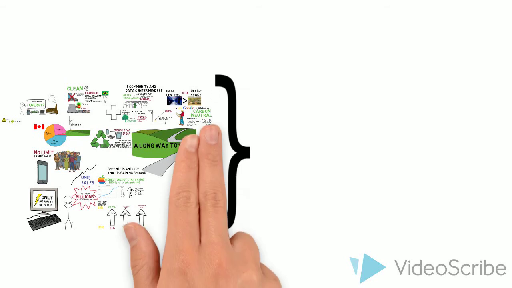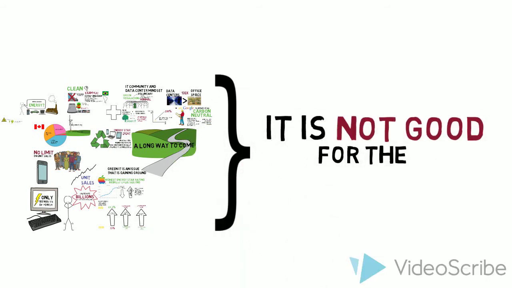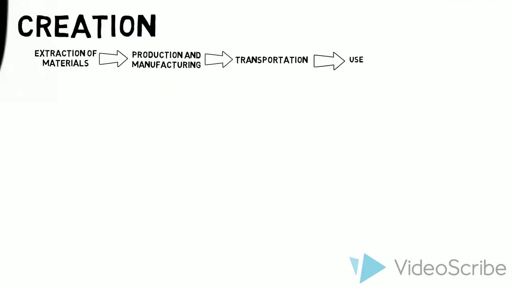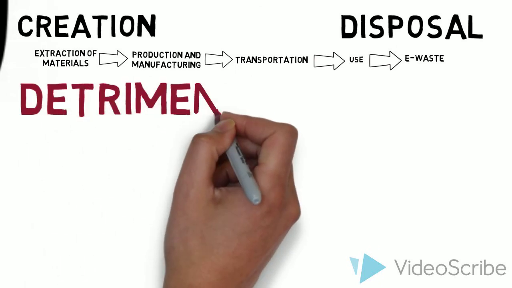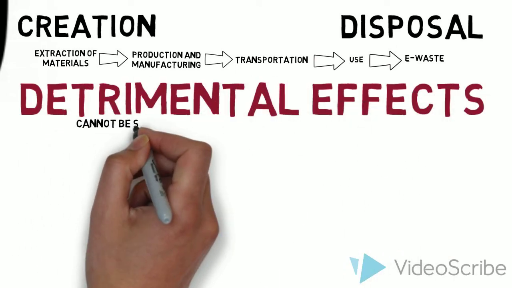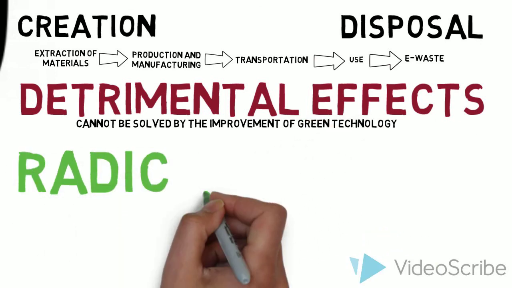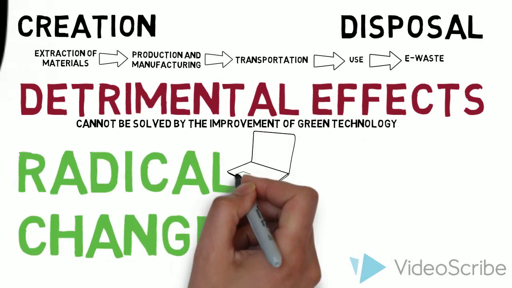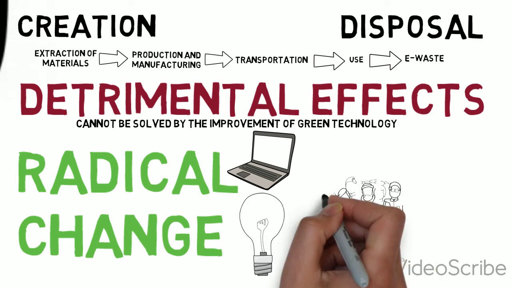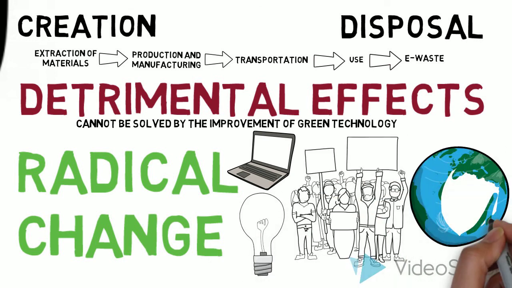Examining the evidence presented previously, it can be concluded that IT is not good for the environment. From creation to disposal, IT has detrimental effects. These environmental issues cannot be solved by the improvement of green technology. It would require a radical change in product composition, energy efficiency, and global perspective to decrease the total impact of IT on our planet.